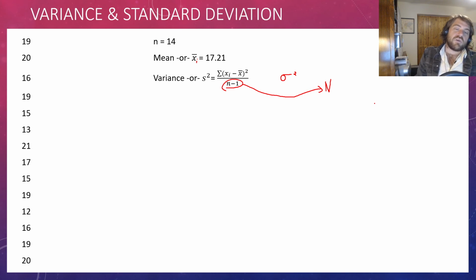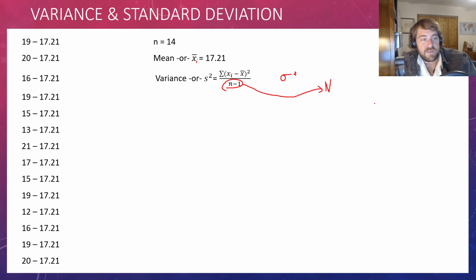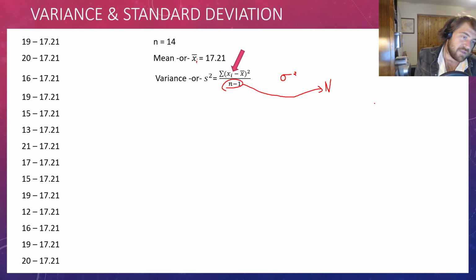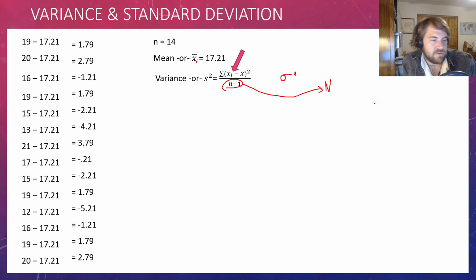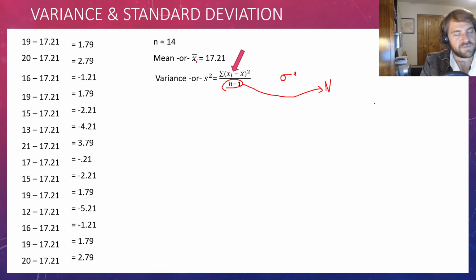Okay, so the first step is this stuff on the inside, right here. We need to do every observation minus x bar, which is 17.21. And so you can see over here on the left, that's exactly what we have. 19 minus 17.21, 20 minus 17.21, and so on. And so what are the answers to that? Here they are. 19 minus 17.21 is 1.79, and then you get all these numbers all the way down.